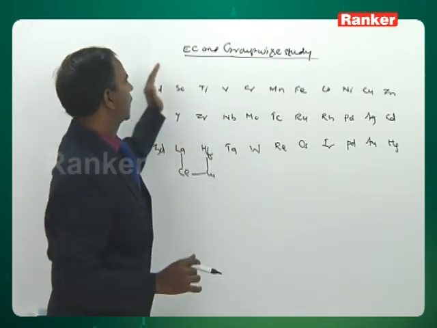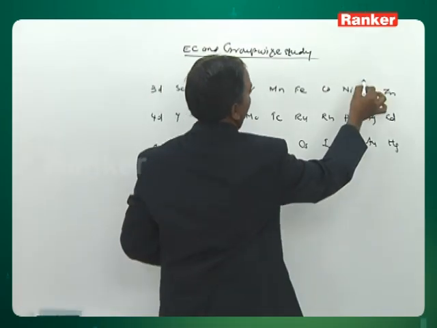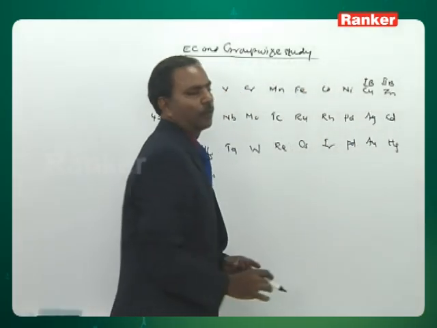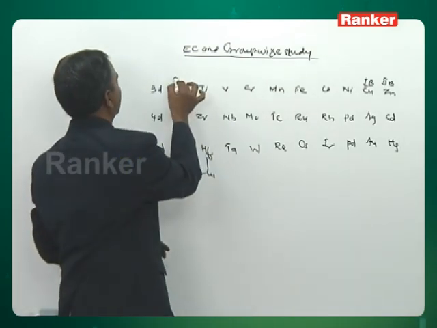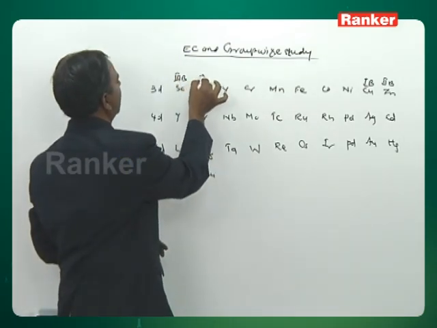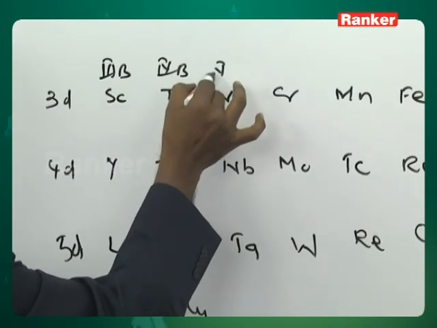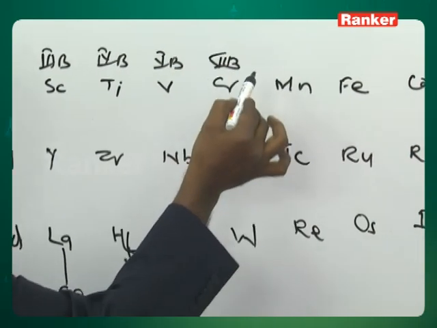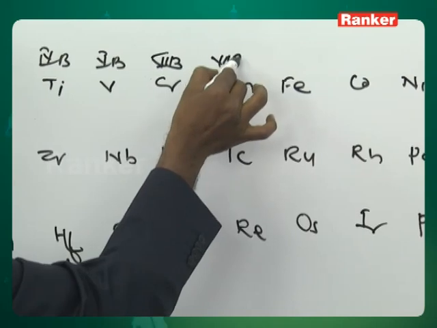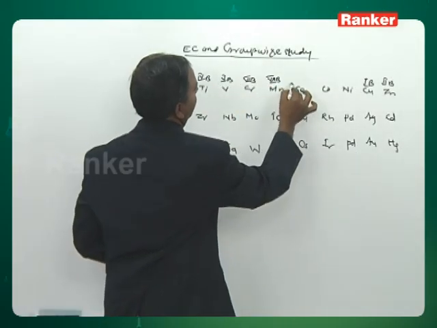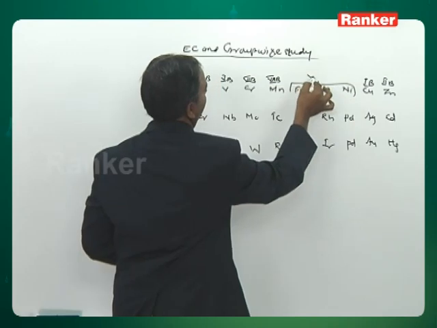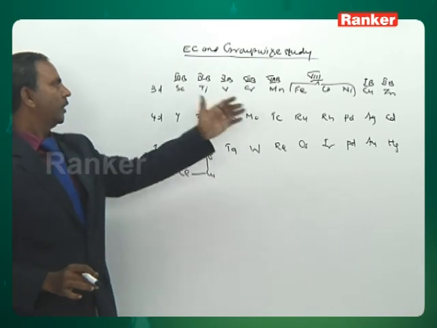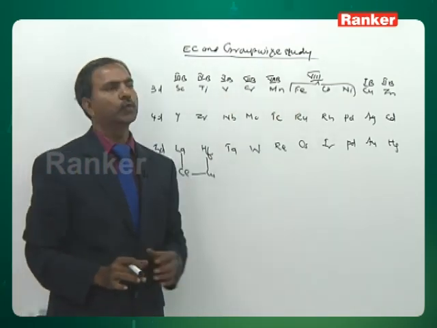The numbering of these particular groups, let me give first. Copper group of elements is first B, and zinc is second B. Then third B and fourth B, fifth B and sixth B, and seventh B. These particular 3 vertical columns kept under a single group are called the 8th group of elements. So first B to 7th B and 8th group of elements.